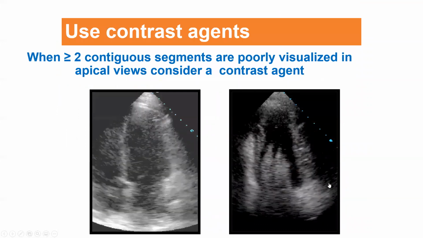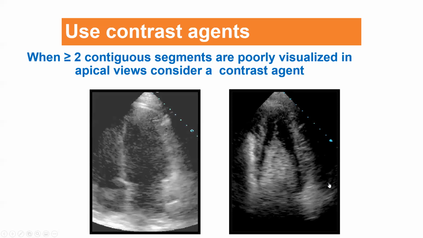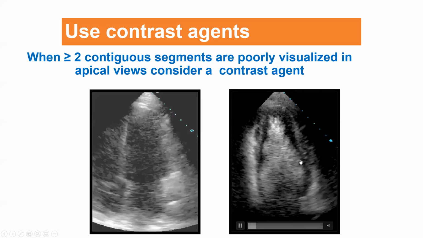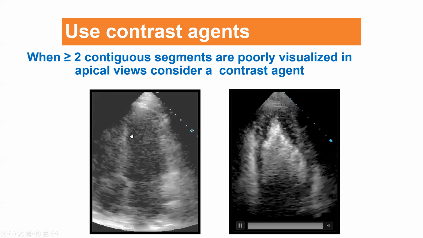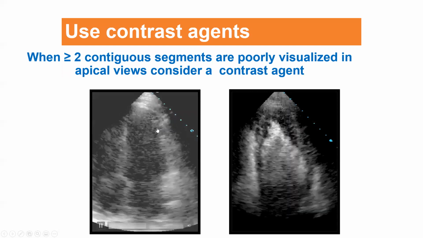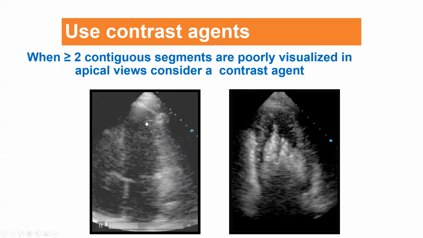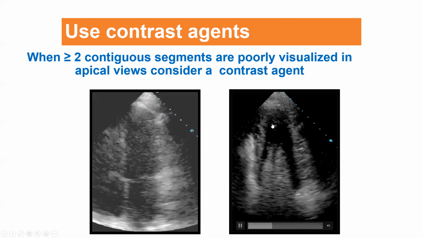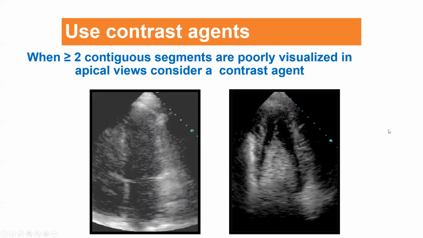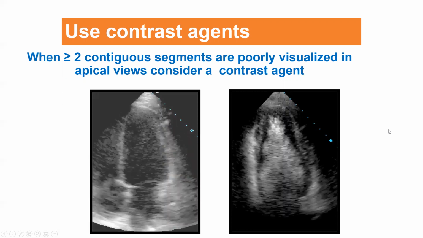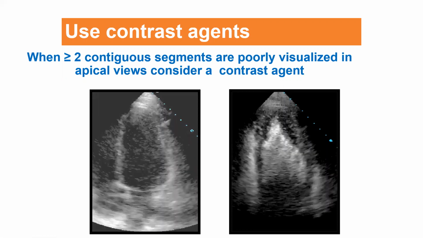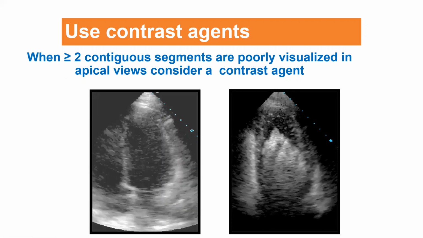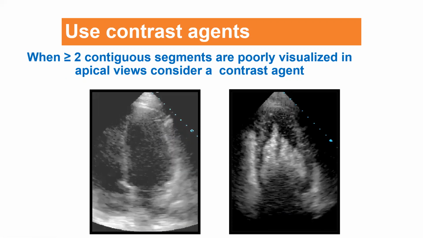Contrast imaging can get us closer to the truth in terms of volumes, and I think we've all had the experience where we have a less than optimal two-dimensional echo image, can't really visualize the apex, give contrast, and make the diagnosis of apical hypertrophic cardiomyopathy. The use of contrast agents is recommended when more than two contiguous segments are poorly visualized in apical views.